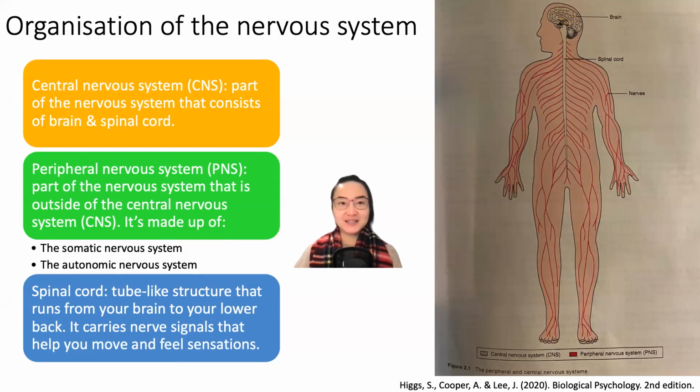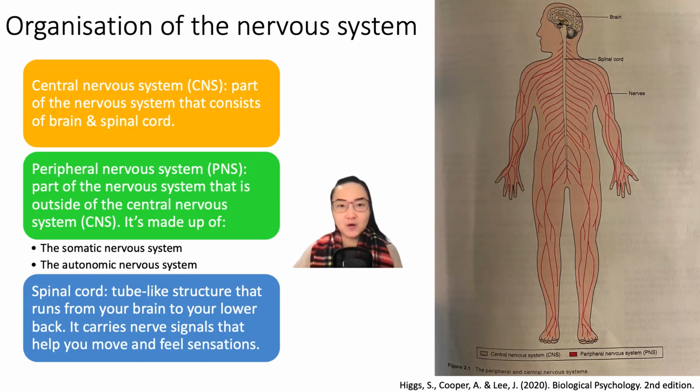Organization of the nervous system. Here you can see on the picture on the right-hand side, we have the picture of brain, spinal cord, nerves here. Let's see what it is all about. Central nervous system, or CNS, is part of the nervous system that consists of brain and spinal cord. You can see brain and spinal cord here on the right-hand side. Brain and spinal cord are a part of the central nervous system, or CNS.